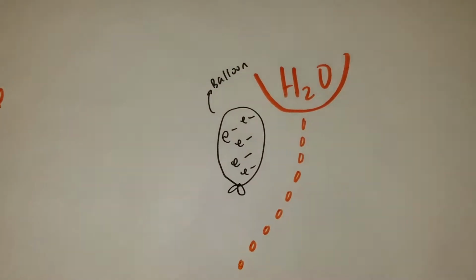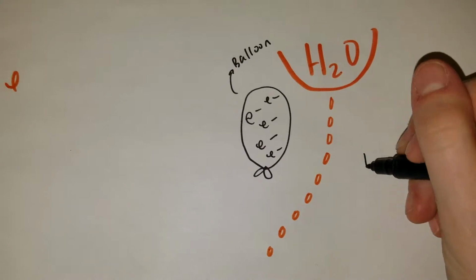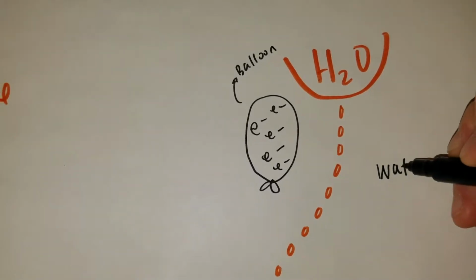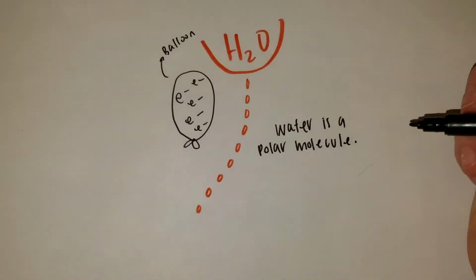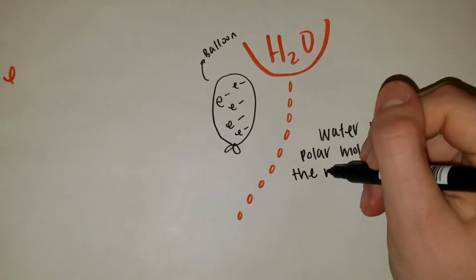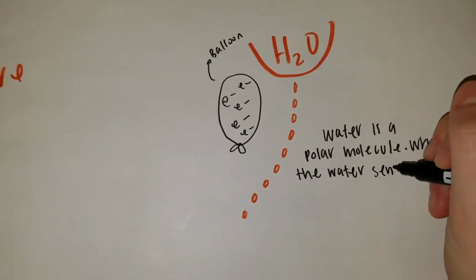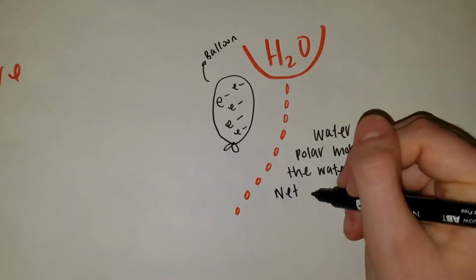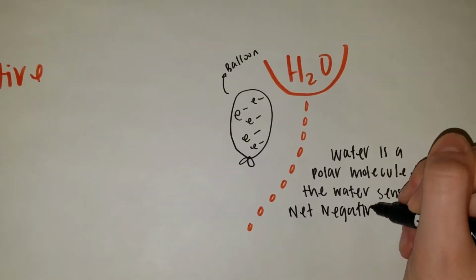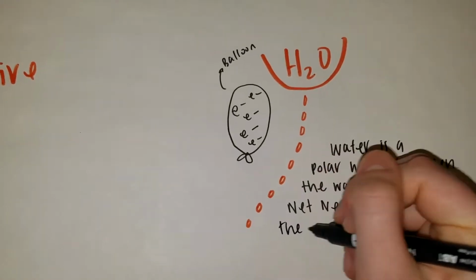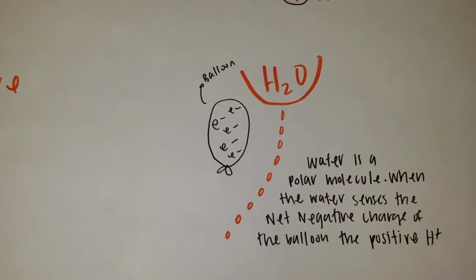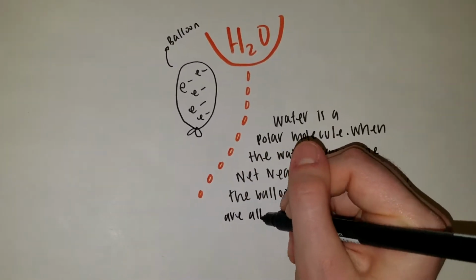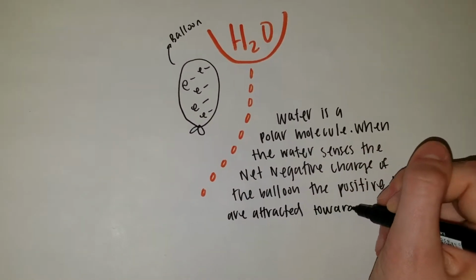So here it is again, the balloon. The water, as you can see, is kind of tilting towards that negative field of the balloon. This is because water is a polar molecule. When the water senses the net negative charge of the balloon, the positive H pluses are attracted towards the balloon, bending the stream of H2O.